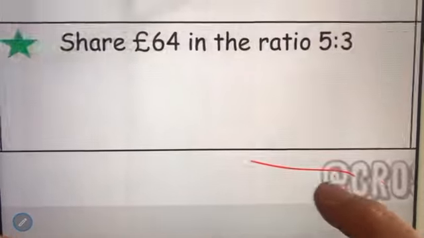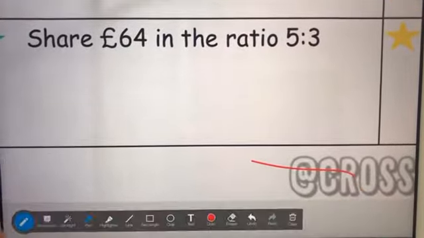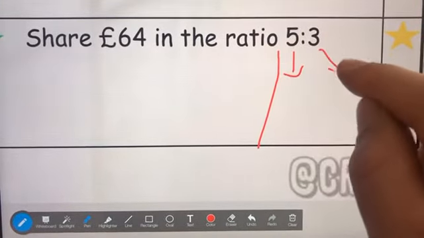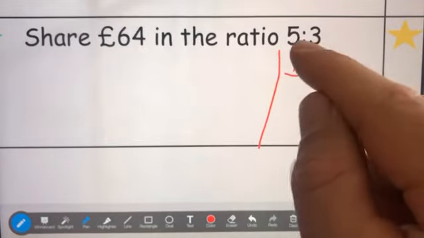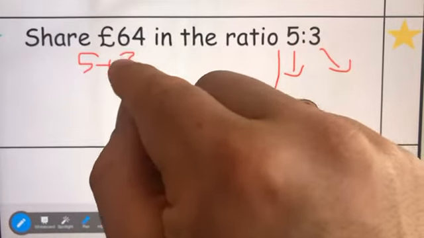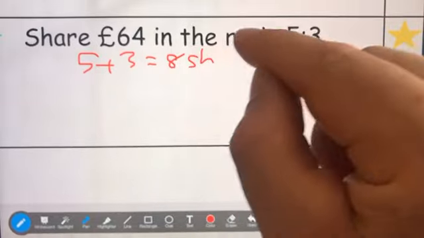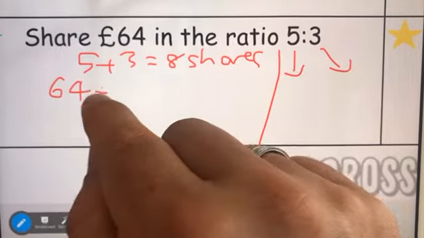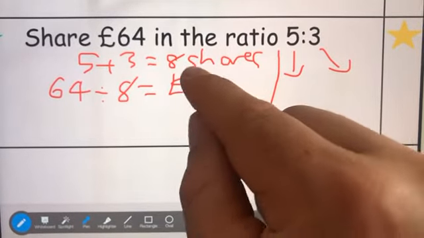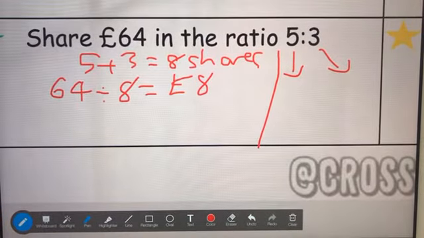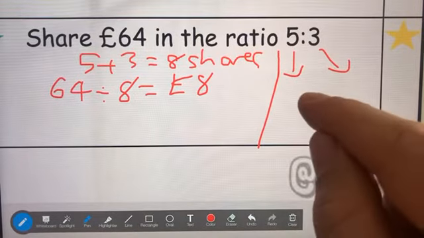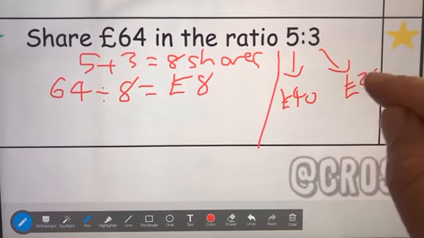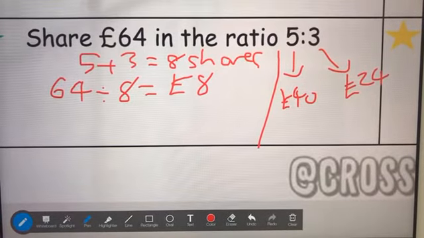Last two. £64 in the ratio 5 to 3. Okay, I'm going to separate this. I've got 5 on one side and 3 on the other. I've got to add the ratios up first. 5 plus 3 is 8 shares. So I know altogether there's 8 shares of money. £64 divided by 8 shares gives me £8 per share. If it's £8 per share, the person on the left gets 5 of them. 5 eighths is 40. Person on the right gets 3. 3 eighths is 24. So I've got 40 on the left, 24 on the right.